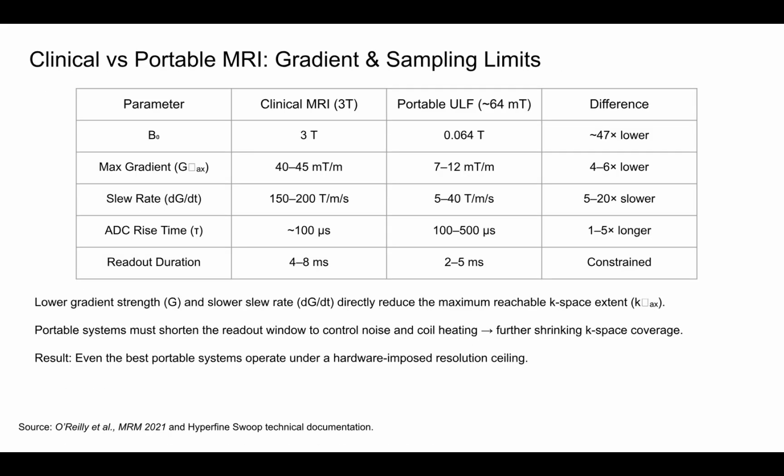Here we compare typical clinical 3 Tesla hardware with portable low-field systems around 64 millitesla. The key takeaway is that portable MRI has significantly weaker gradients and slower slew rates, roughly 4 to 6 times lower G and 5 to 20 times lower switching. Lower B naught also forces shorter readout windows because SNR collapses and the coil becomes noise dominated. The combination of low G, slow dG/dt, and short readout directly reduces k-space coverage, so k-max becomes much smaller and spatial resolution hits a hard ceiling. This is why portable MRI cannot reuse standard clinical gradient encoding. The hardware limits k-space reach and sampling density before we even choose a pulse sequence.